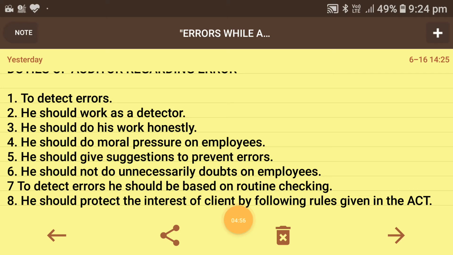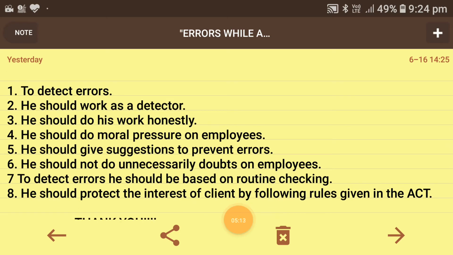But he should work as a watchdog, not a bloodhound. He should not make himself consider that an error has been made and that is why he is appointed here. He should consider that it is a normalized thing which should be done by every company. Auditing is a very normal thing which should be done by every company. That's why I am appointed here, to do an audit of a respected company. So he should work as a detector, not a bloodhound.